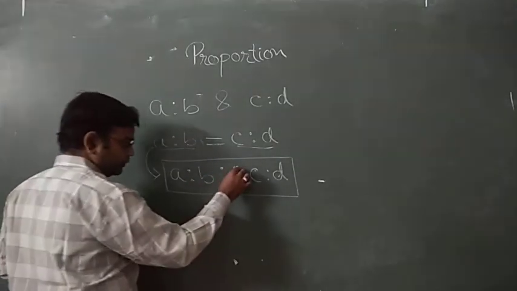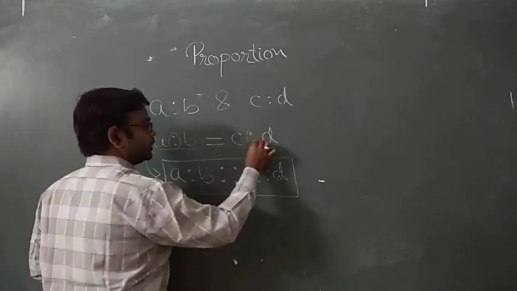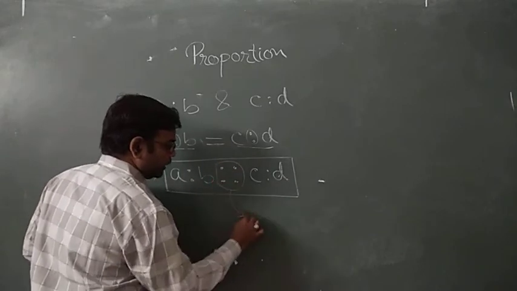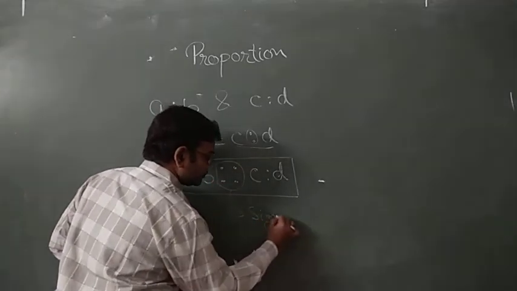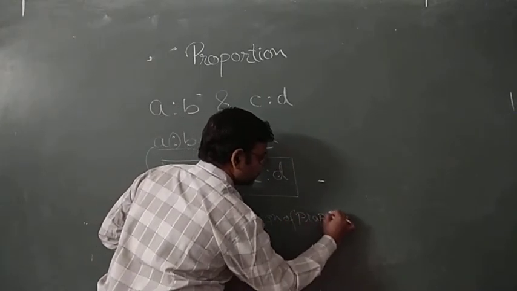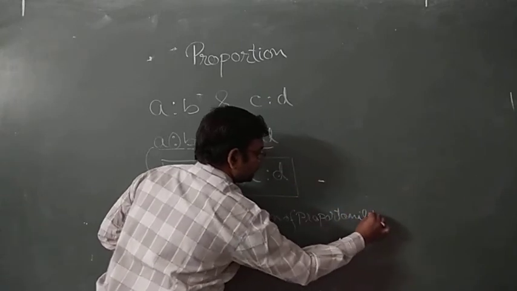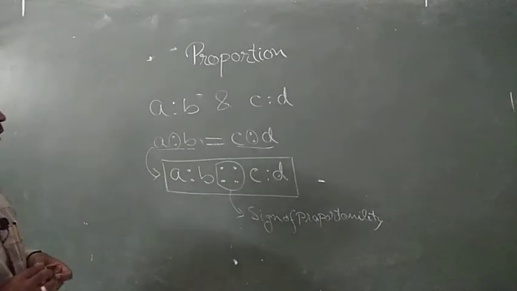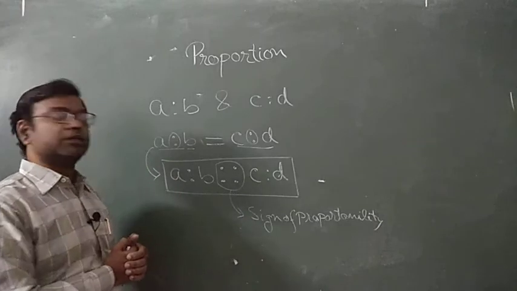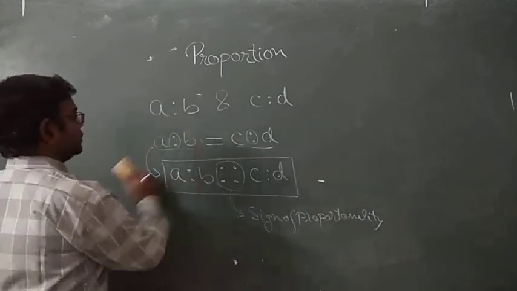And this sign is a double colon sign. As you know, the colon sign is for ratio, but this double colon sign is known as the sign of proportionality. So this is the concept of proportion. Now in proportion we have some terms. So let's start.